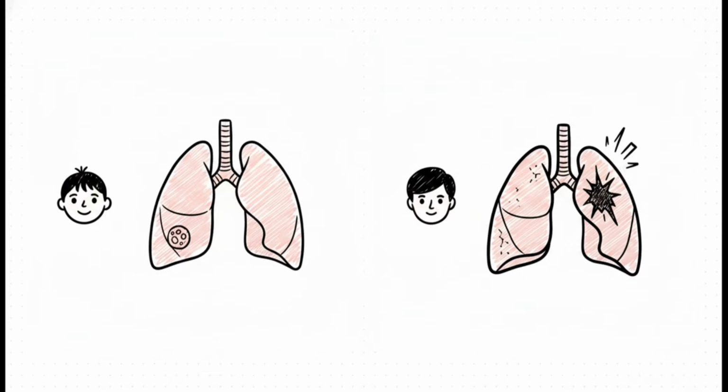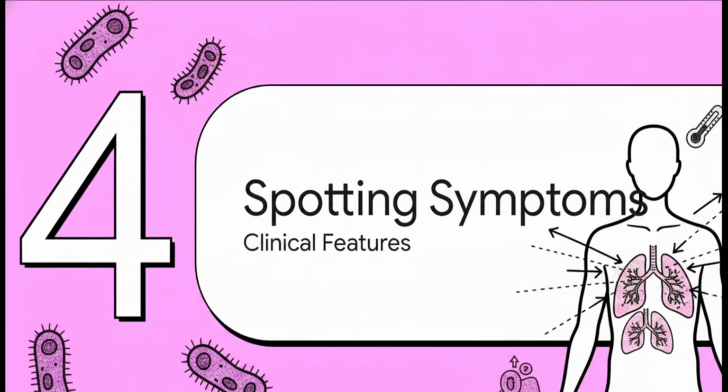Because TB absolutely needs oxygen to thrive, and the high oxygen tension at the lung's apex is like jet fuel for them, leading to rapid growth, severe tissue destruction, and highly infectious cavities. Section 4. Spotting the symptoms.